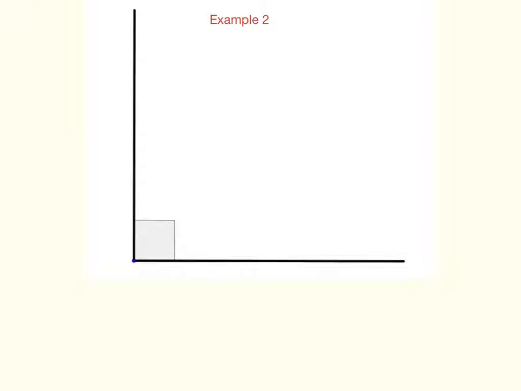Example 2 happens to be a very special kind of angle. This one is called a right angle. We call it a right angle because the two lines form a perfect 90-degree angle. These two lines are also considered to be perpendicular to each other. Also note the square in the corner right here. This is another way to indicate a right angle.